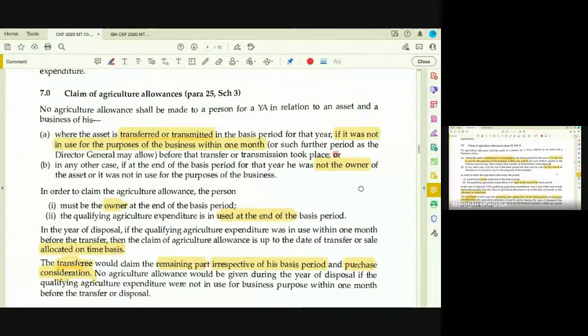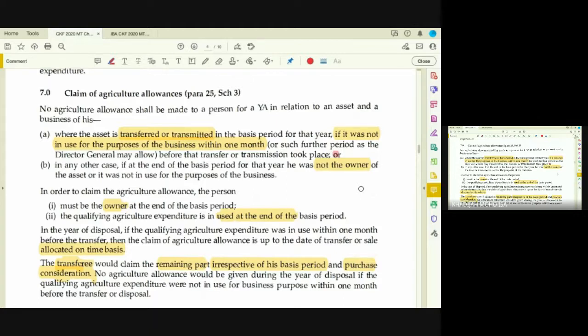Alright. Okay, the law says that no agriculture allowance shall be made to a person in relation to an asset of his where the asset is transferred or transmitted in the basis period for that year if it was not used for the purpose of business. So it says that in this A, you cannot claim allowance if you transfer the asset. Remember, what do you mean by transfer? Dispose, right? Transfer is dispose. If you transfer the asset at the end of the year and prior to the disposal, the asset was not used for business within 1 month, you cannot claim allowance.